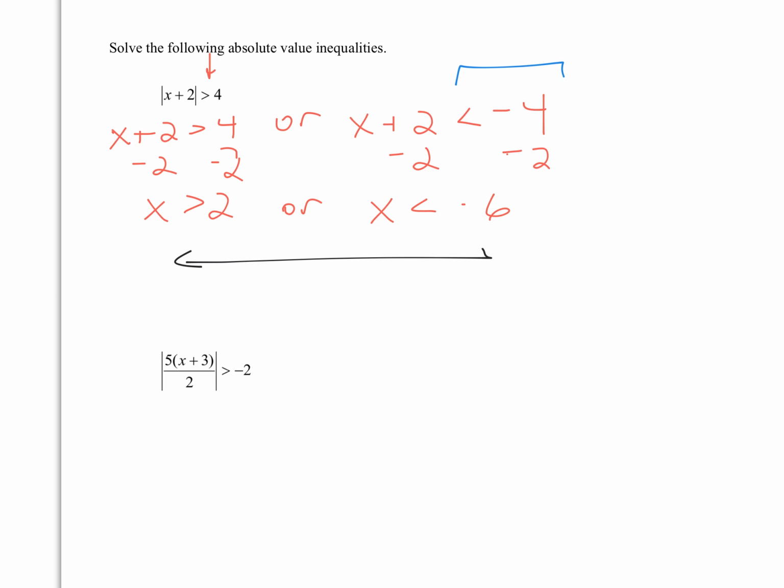And that looks like, well, greater than 2 is anything to the right, less than negative 6, anything to the left. That is an or statement, so that is perfectly okay for what we have. And we can write this in interval notation as negative infinity to negative 6, union 2 to infinity.